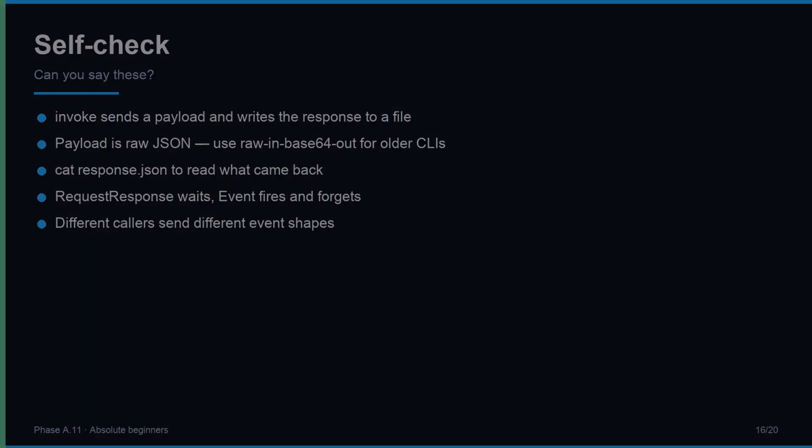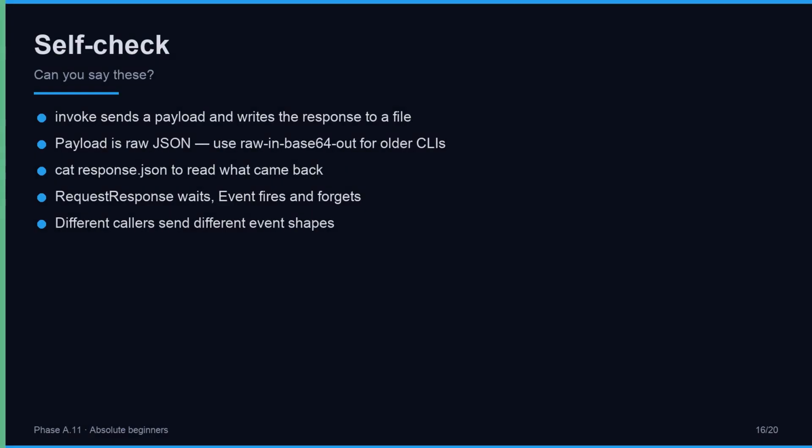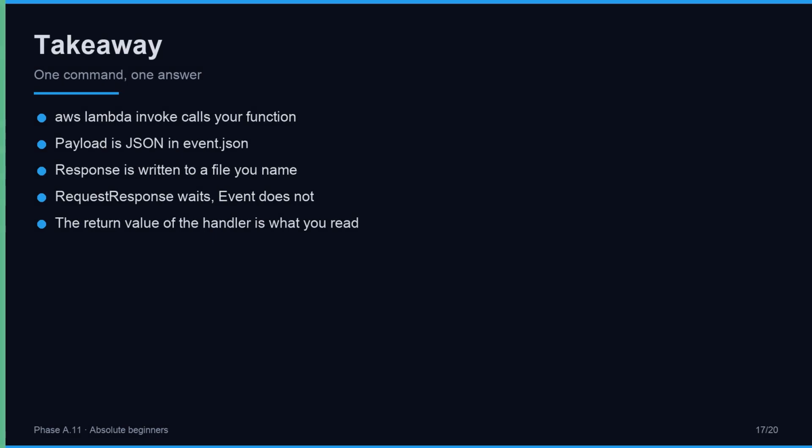Quick self-check. Can you write the invoke command from memory? Can you explain why you need an output file? Can you describe the difference between request response and event in one sentence? Can you say what an API gateway event looks like compared to a scheduled event? If any feels shaky, rewatch the matching part. The goal is the rhythm: payload, invoke, read. Say each out loud, hold the whole picture.